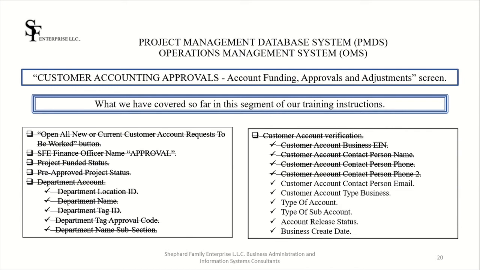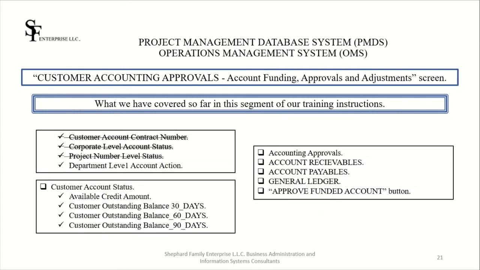If there's a second phone number, use that. Contact person email. The customer account type of business, the type of account, the type of sub account, and account release status, which basically says this account is ready to be worked. We'll go into it once you get into the application. Then a business creation date.